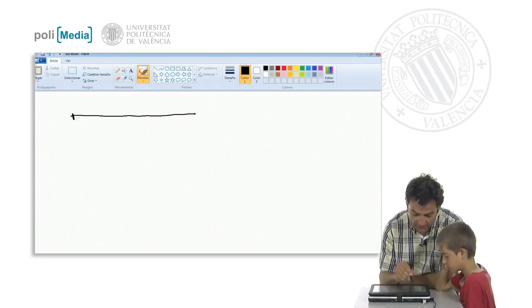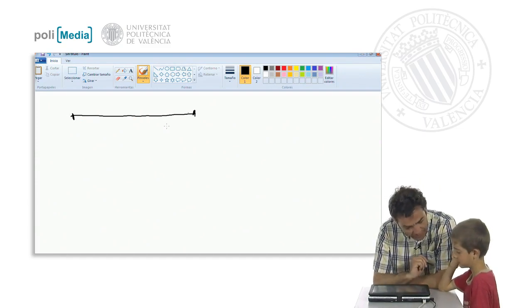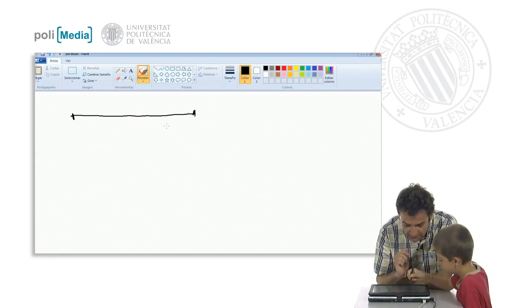We'll divide this segment into two parts. What do you think? Select a point around there to see what it's like. Very good.